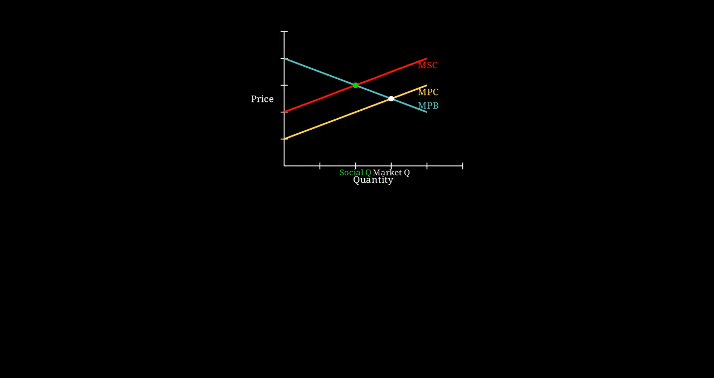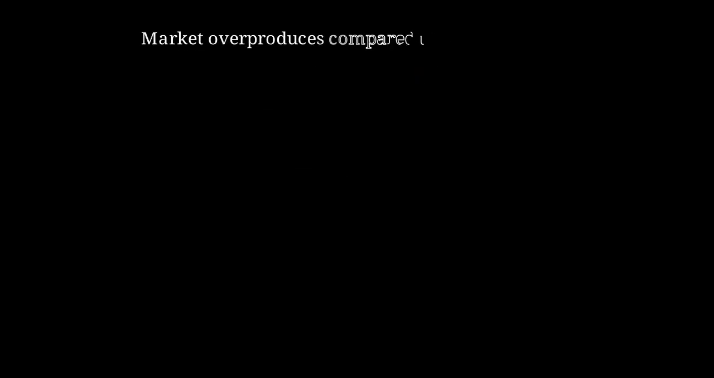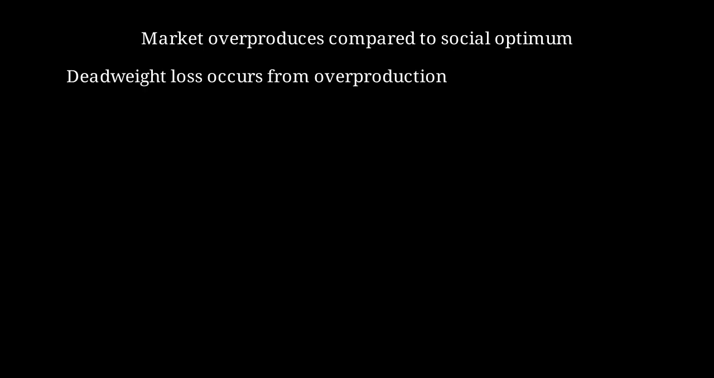The market produces at the intersection of MPC and MPB, but society would be better off at the lower quantity where MSC equals MPB. With negative externalities, the free market overproduces because producers don't bear the full social cost. This overproduction creates deadweight loss, representing the net harm to society from producing too much.